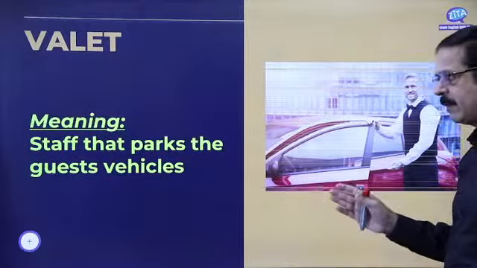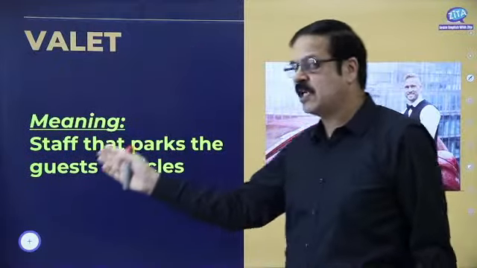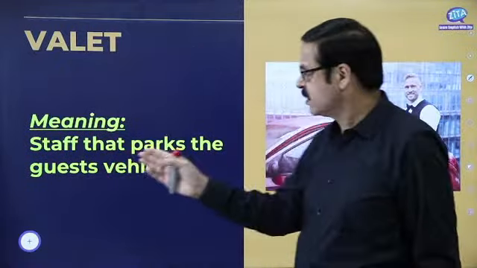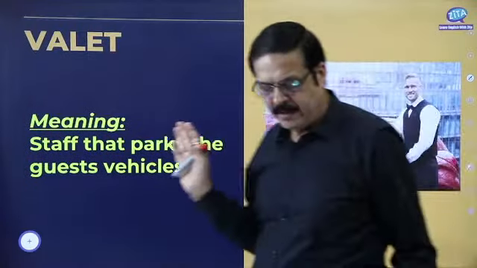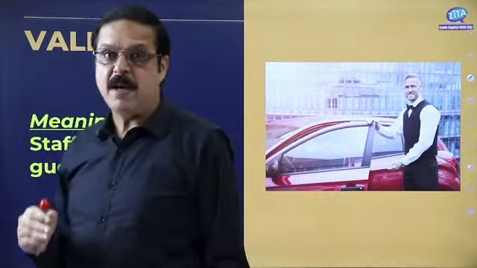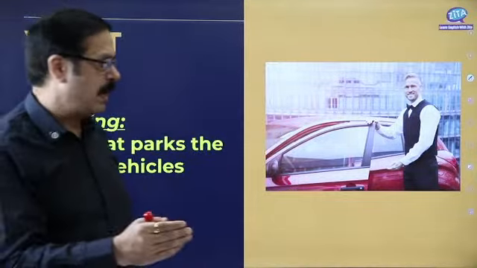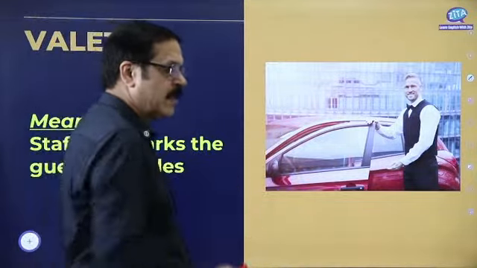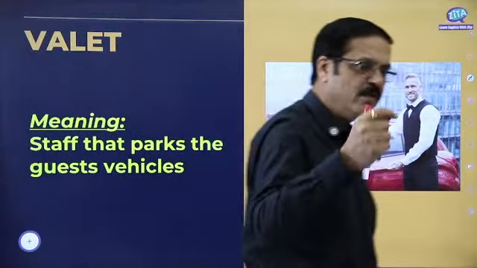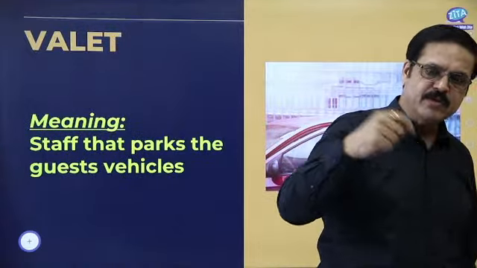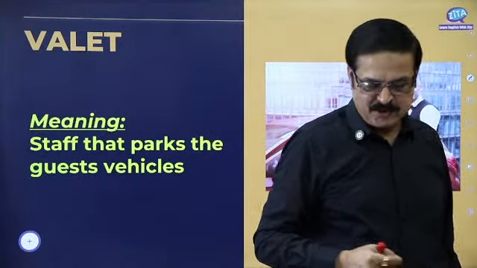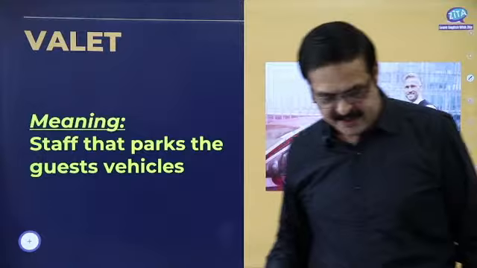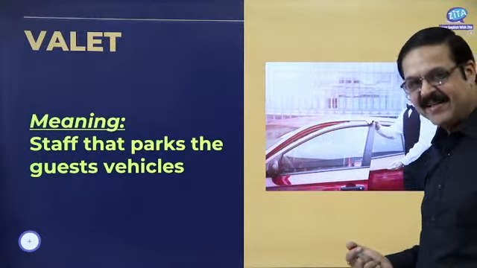Valet is actually a staff member. He is a staff member who parks the guests' vehicles. He is called a valet, and this facility is called valet parking. He'll take your keys, give you a token, and when you come back, you give him the token and he'll give you your vehicle back. So this is called valet. Is this a good one? How did you like it?